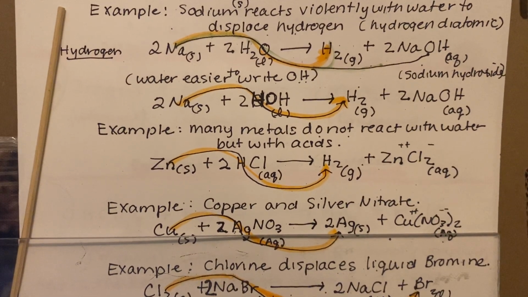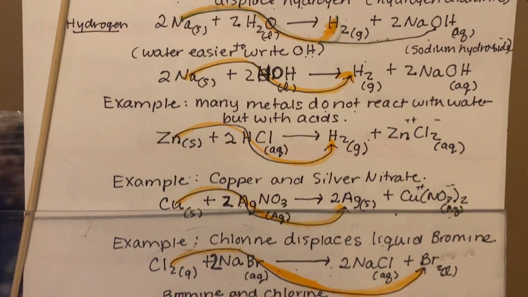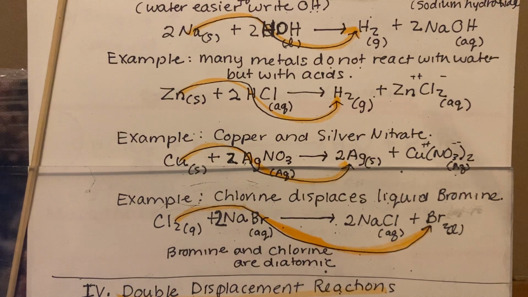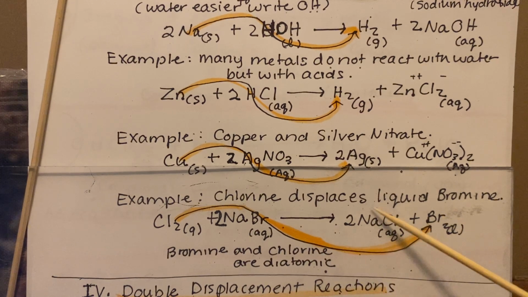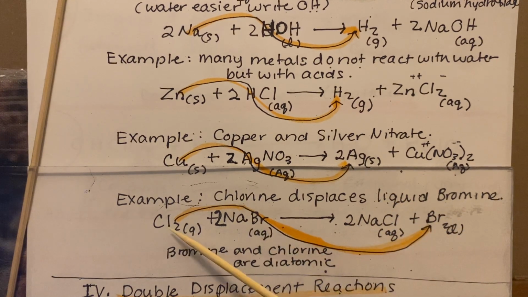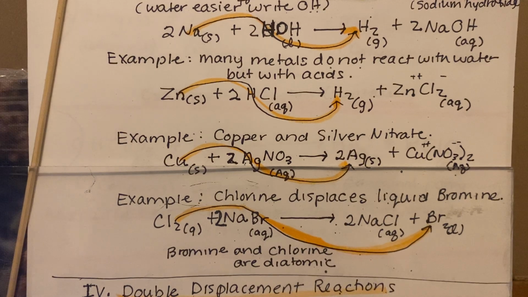So we have another example here. Go lower. We have an example of chlorine displacing liquid bromine. And so we have the chlorine coming through here, bumping into the bromine, coming loose over here, and then the sodium chloride is left. See how it bumps one out? That's called displacement. So I hope you got that all.